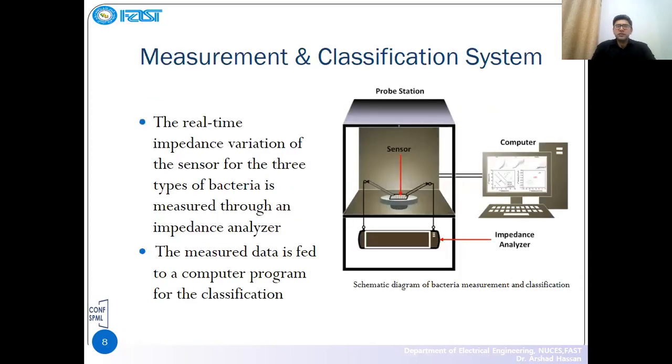This is the measurement system we have used. We have a probe station in which we placed a sensor, and we have an impedance analyzer. First, we drop a bacteria sample on the surface of the sensor, and then we record the impedance of the sensor, and then we feed the data to the computer, where we have machine learning algorithms to classify the bacteria. This is the overall system we have utilized.